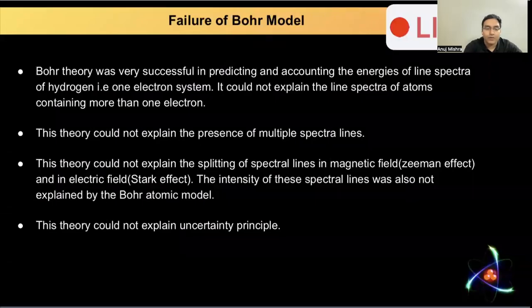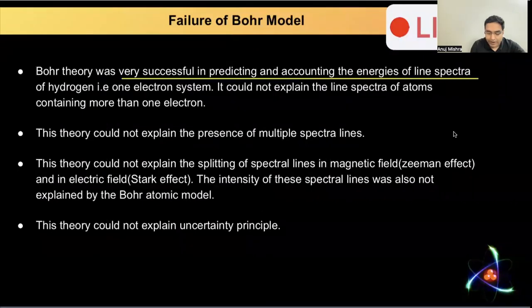I'm going to initiate, yes of course, the recording of this whole session, on the failure of Bohr's model. So what were the key problems with Bohr's model, and where exactly can it create doubt and suspicion? Number one, it was very unsuccessful in predicting and accounting for the energies of the line spectra of hydrogen.